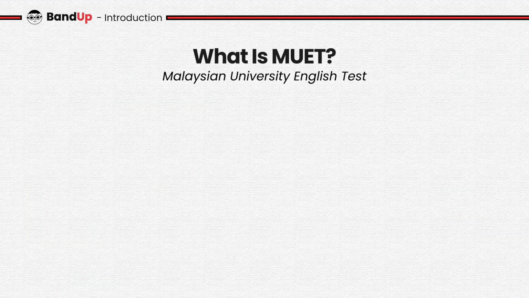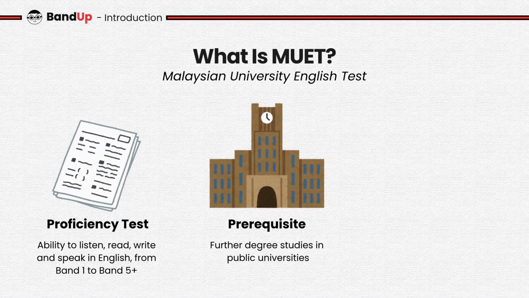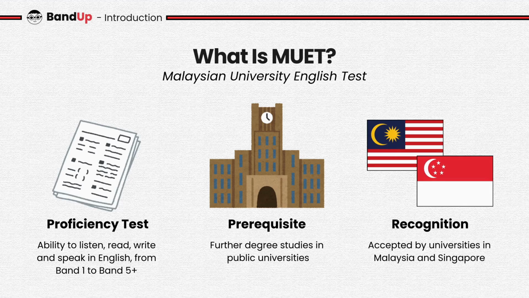MUET stands for Malaysian University English Test. It is a proficiency test that measures your ability to listen, read, write, and speak in English. Students receive a band from Band 1 up to Band 5+. MUET is required for degree studies in public universities. It is also recognized and accepted by universities in both Malaysia and Singapore.